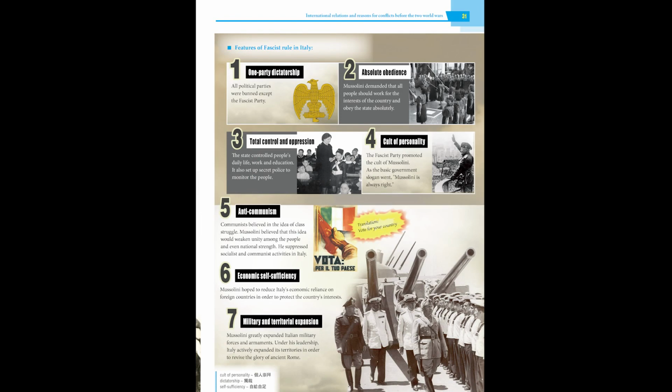Features of fascist rule in Italy. 1. One-party dictatorship. All political parties were banned except the fascist party. 2. Absolute obedience. Mussolini demanded that all people should work for the interests of the country and obey the state absolutely.